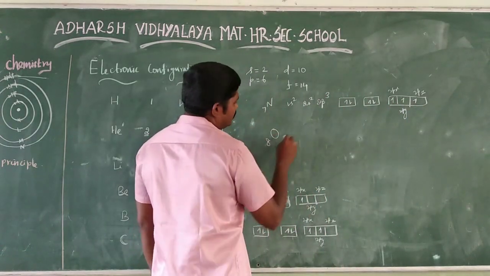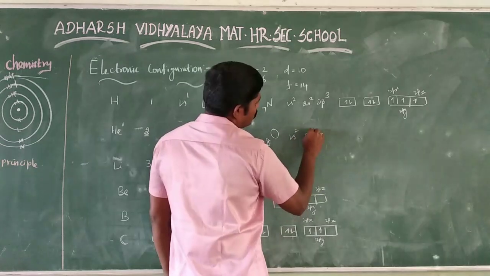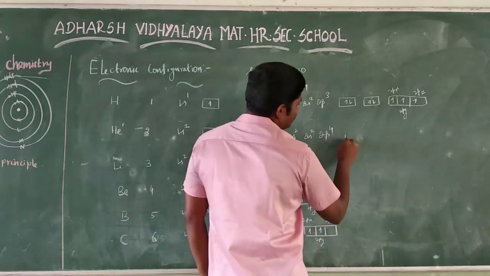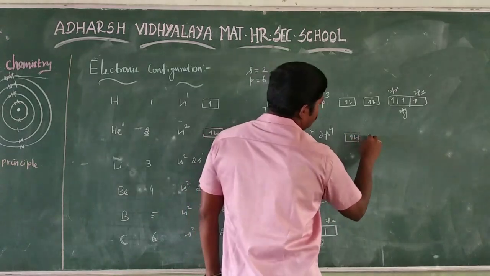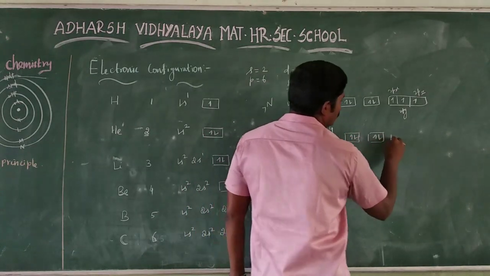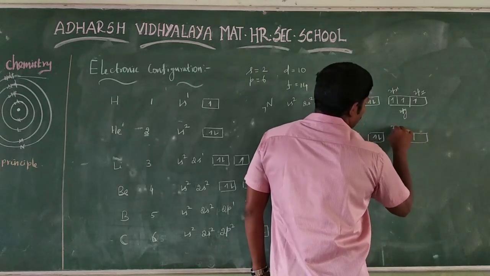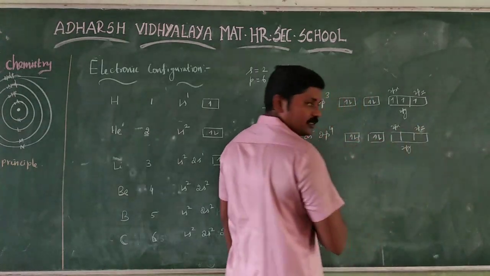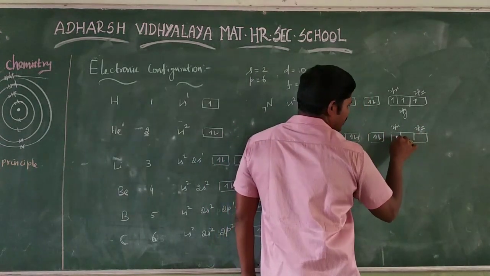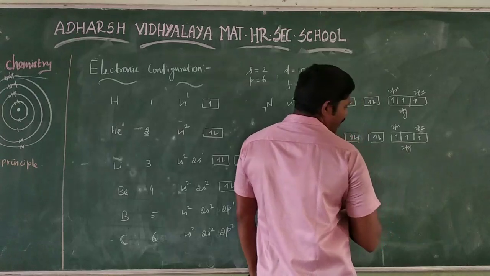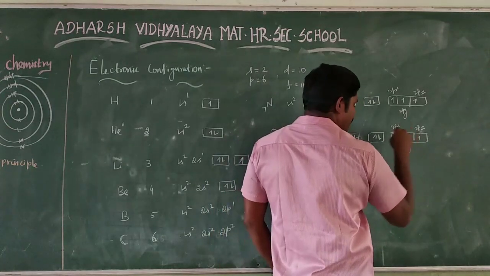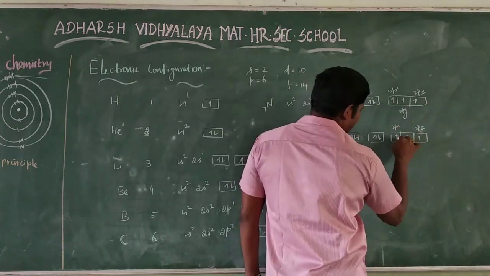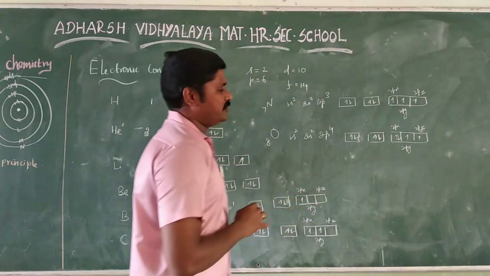Oxygen, 8: 1s2, 2s2, 2p4. So 1s2, 2s2, and 2px, 2py, 2pz. According to Hund's rule, equal energy orbitals get a single electron first, then pair. 1, 2, 3, the fourth electron enters the 2px orbital.